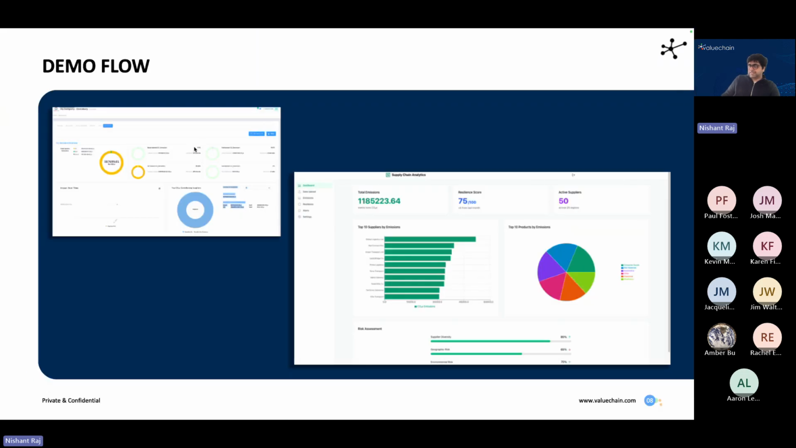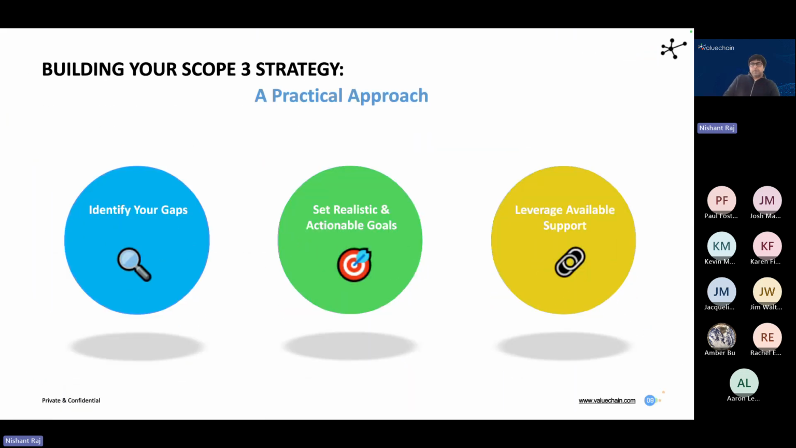So I'll switch back to my slide. Having shown that, the key aspects as we start to build your scope 3 strategy are these. The very important first step is to start identifying your gaps. That starts with looking at your data, extracting it, and being able to investigate it, and there are free assessments that can be utilized to drive some of that information and support as well. From that, you move into setting some realistic and actionable goals.